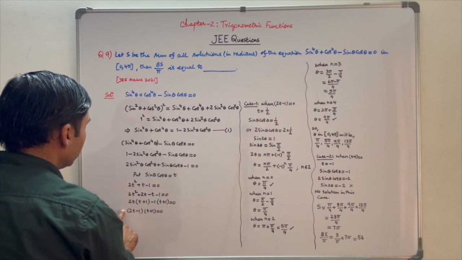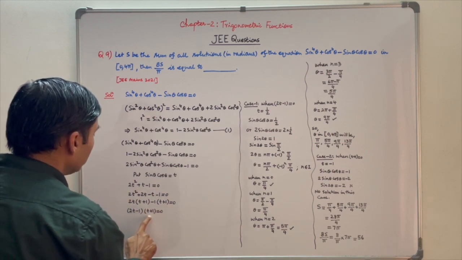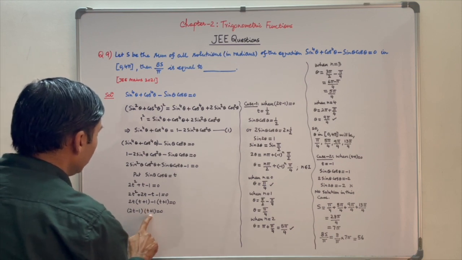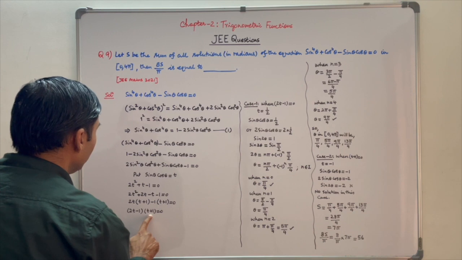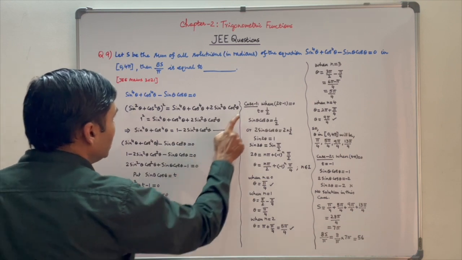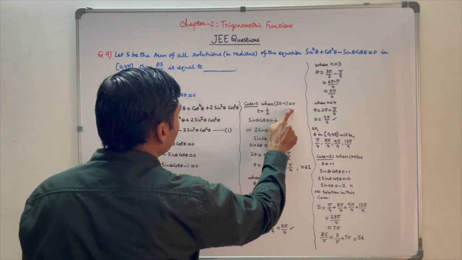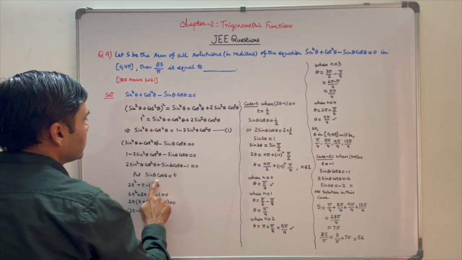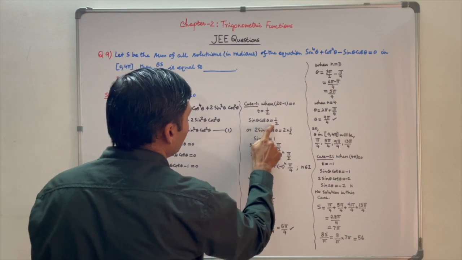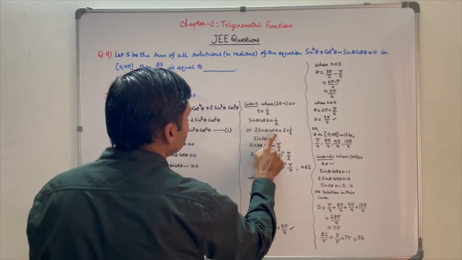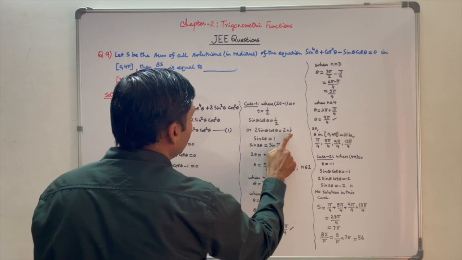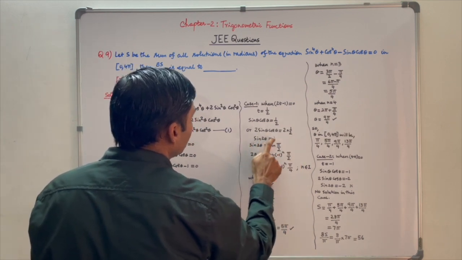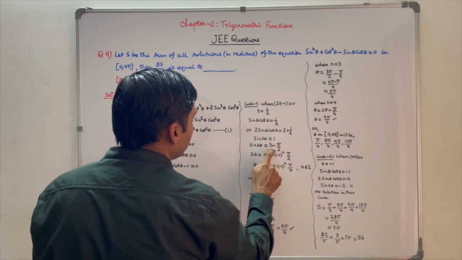This can be factorized as 2t minus 1 into t plus 1 is equal to 0. So either 2t minus 1 is equal to 0 or t plus 1 is equal to 0. So we will consider two cases. Case 1, when 2t minus 1 is equal to 0 or t is equal to 1 by 2. T is equal to sin theta cos theta. So sin theta cos theta is equal to 1 by 2, or 2 sin theta cos theta is equal to 2 into 1 by 2. 2 sin theta cos theta is equal to sin 2 theta. Sin 2 theta is equal to 1. 1 is the value of sin pi by 2.